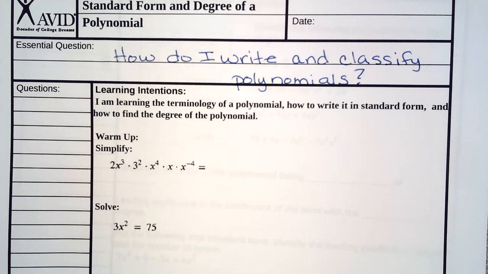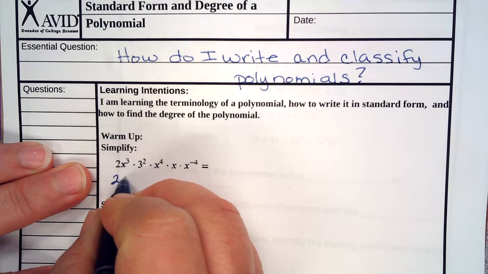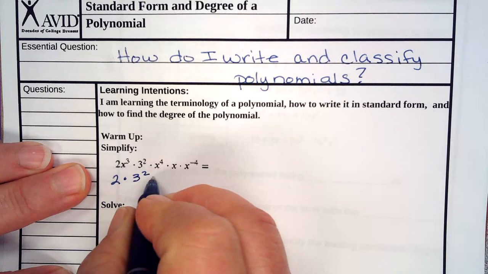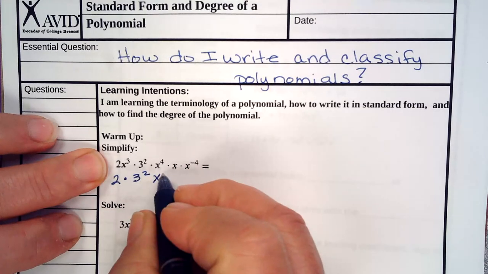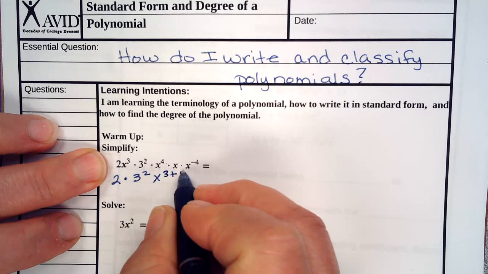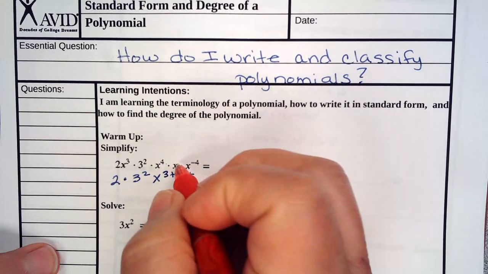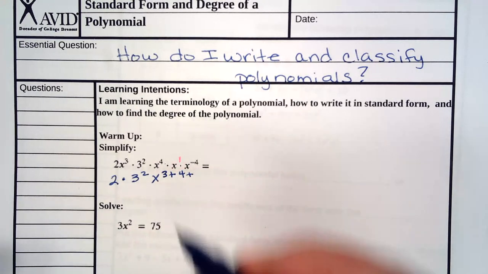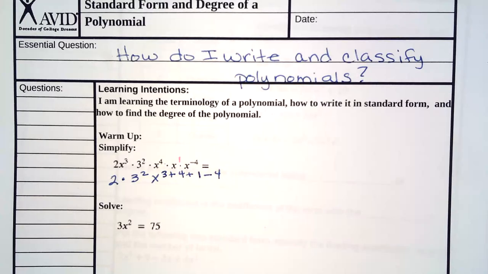Well, I hope you tried, and I hope this is just a check for you to make sure you did it correctly. So first I'm going to bring the numbers out. 2 times 3 squared. Then I've got x, and I'm going to add up the exponents: 3 plus 4 plus, if it's not there, remember it is understood to be 1, minus 4. Or plus negative 4, either one.